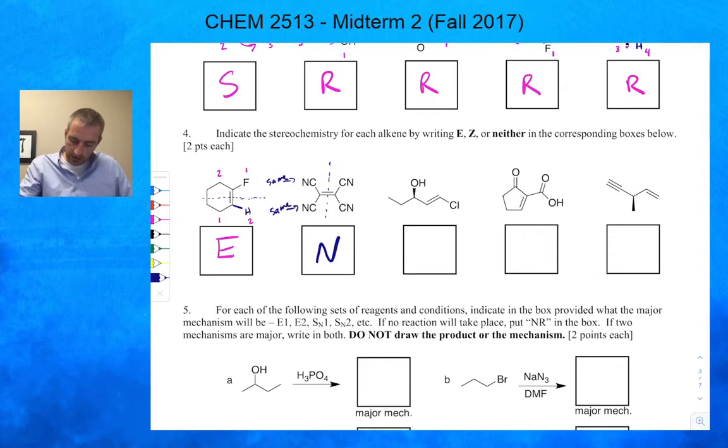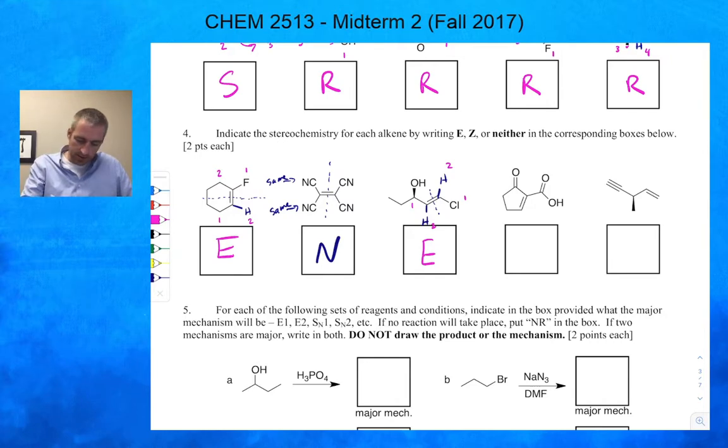Okay, this one, we have a hydrogen and a hydrogen. Higher priority on the right side will be 1 for the chlorine, 2 for the hydrogen. On the left side, 1 for the carbon, 2 for the hydrogen. Again, the higher priority groups are opposite, so this one is E.